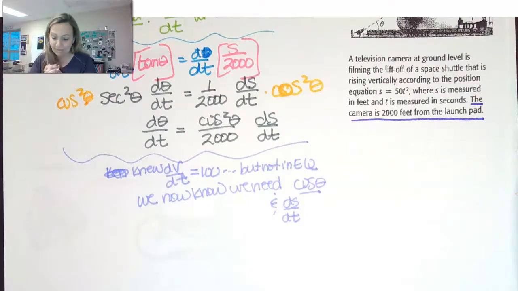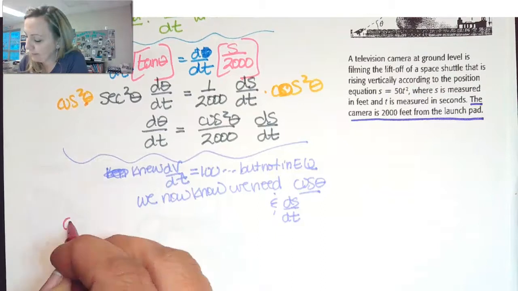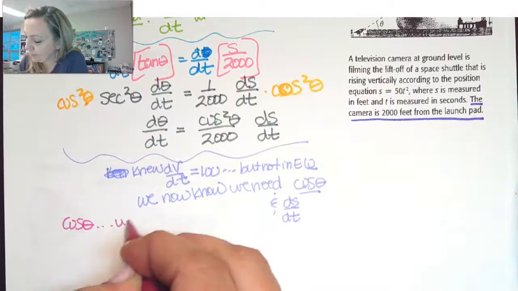So how could we find cosine theta? Why don't we go back to the triangle that we dealt with? For cosine theta, let's use the triangle.